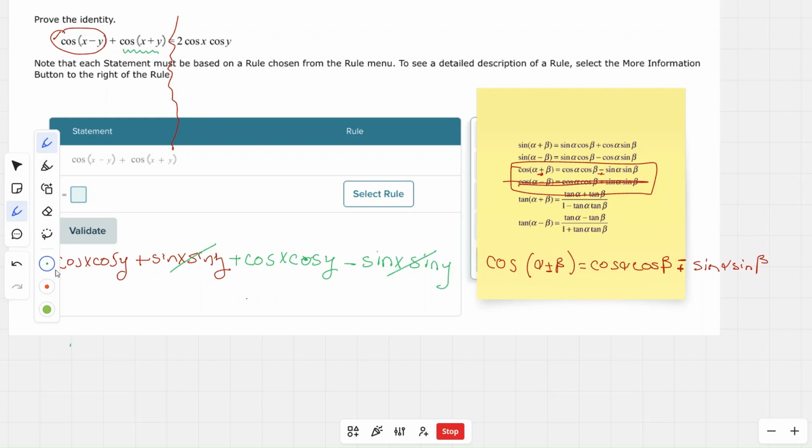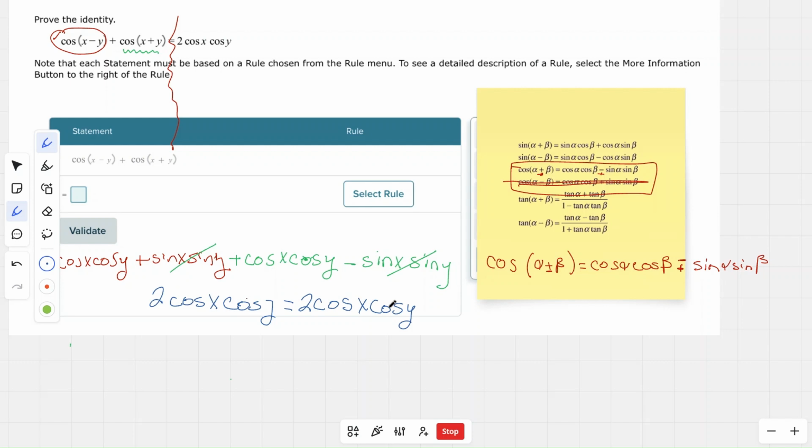And now I actually have like terms, right? I have two of the same thing here. I have two cosine x, cosine y. And let's check in with what we were trying to get. That is actually what we were trying to get, so we're done. We worked only on one side, and we were able to verify the identity.